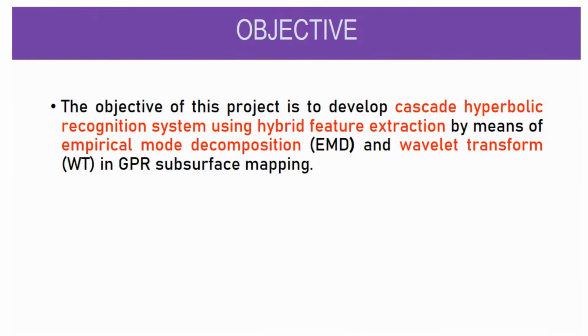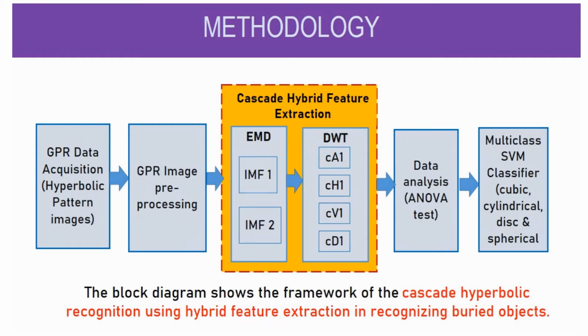The objective of this project is to develop a cascade hyperbolic recognition system using hybrid feature extraction by means of empirical mode decomposition and wavelet transform in GPR subsurface maps. The block diagram shows the framework of the proposed system. It consists of GPR data acquisition, GPR image processing, cascade hybrid feature extraction by means of empirical mode decomposition and wavelet transform. Then we utilize data analysis using ANOVA test before being subjected to a multi-class SVM classifier.